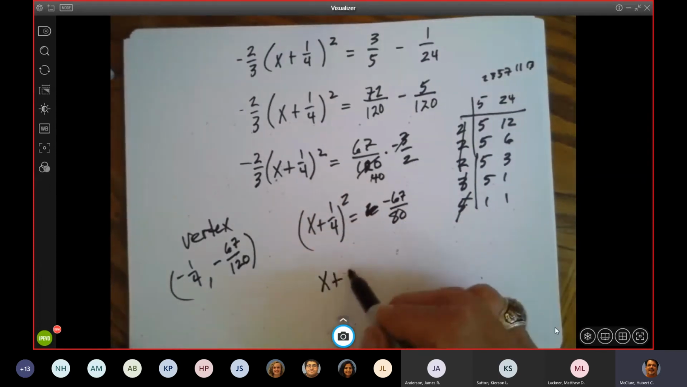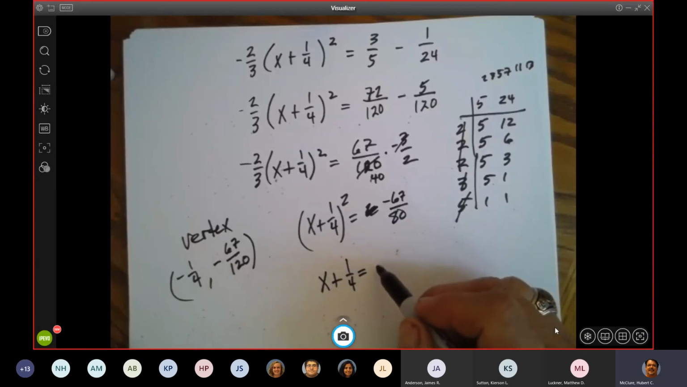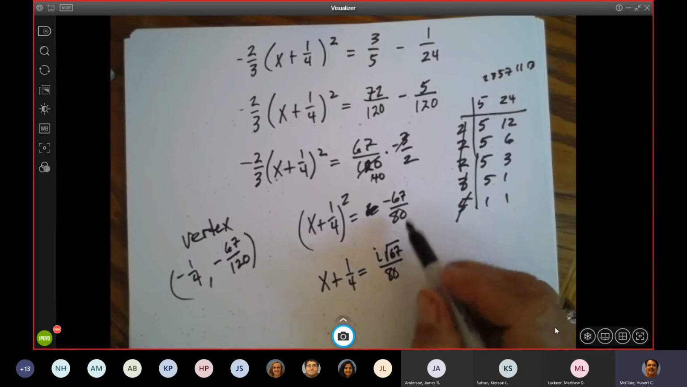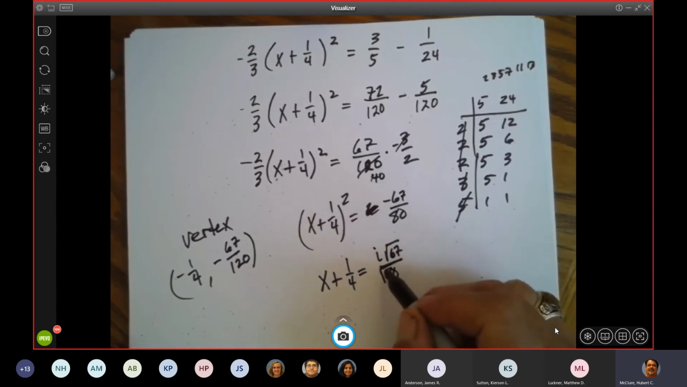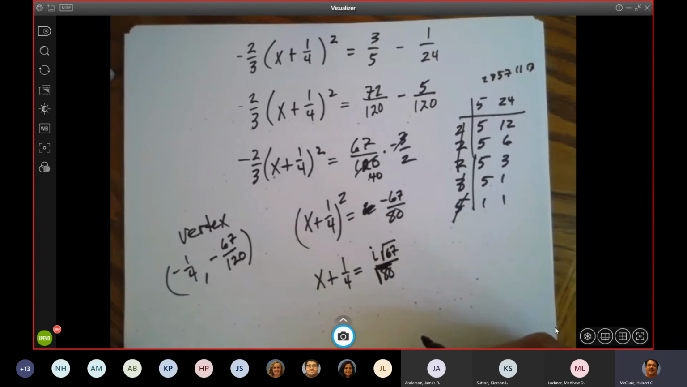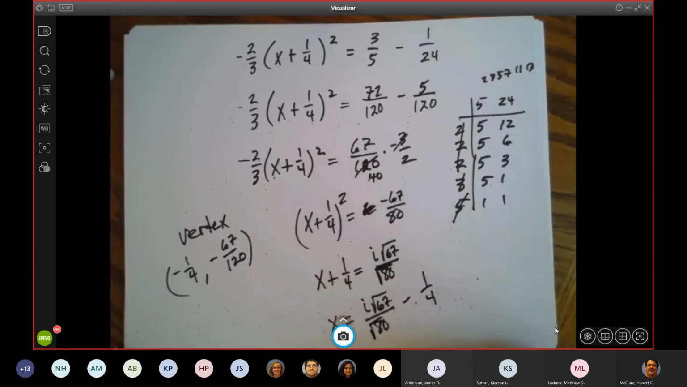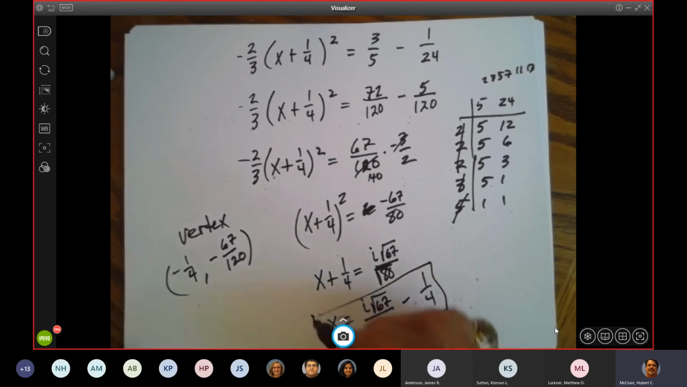So that's going to be x plus 1/4 is equal to, let's see, i square root of 67 over 80. Well, no, I can take the square root of 80, but I'm going to leave that like that. So that's going to be x is equal to i square root of 67 over 80 minus 1 over 4. Now you could break that 80 up into 4 times 20 and then 16 times 5. Somebody check me on 16 times 5. And you're still going to have a mess right here. But I'm not worried about it because that's not an x-intercept.